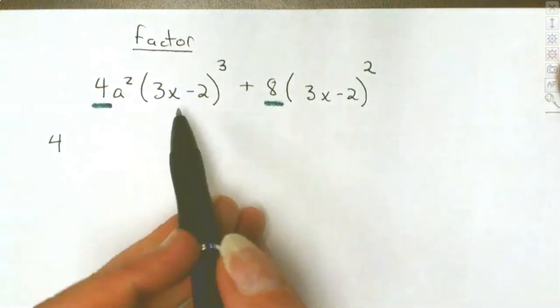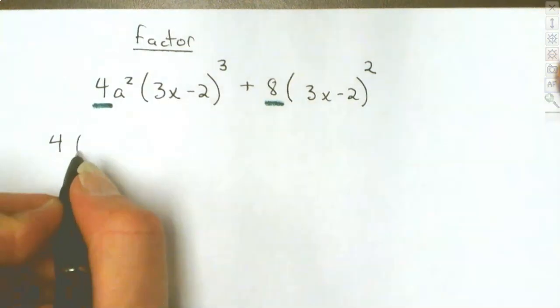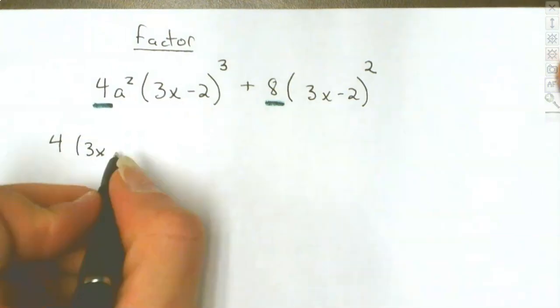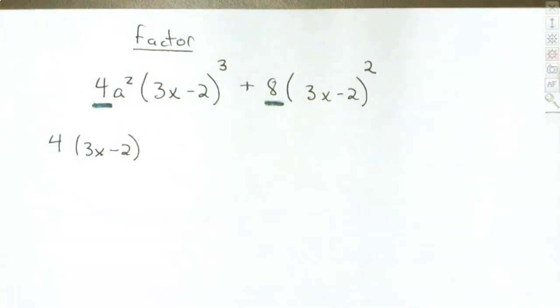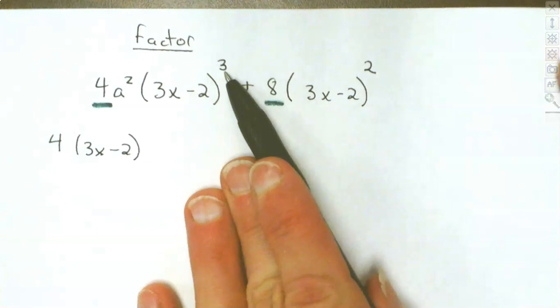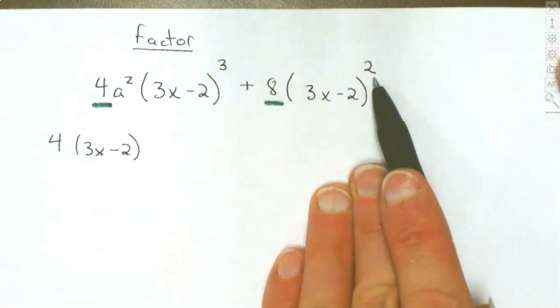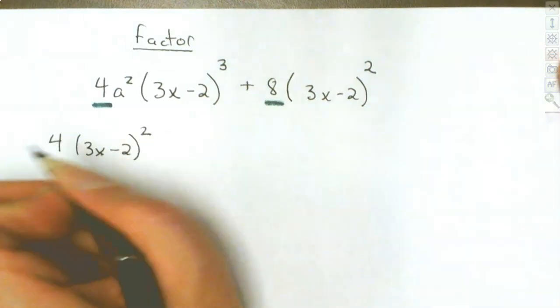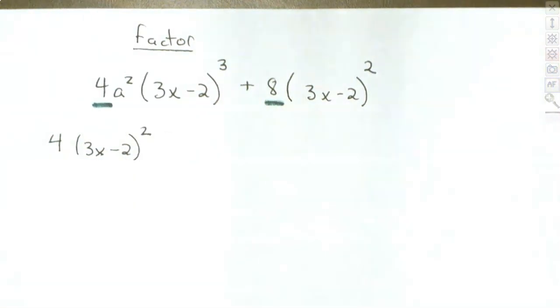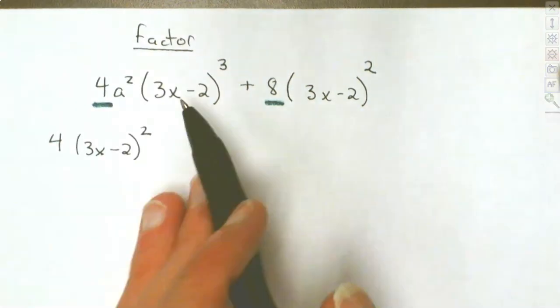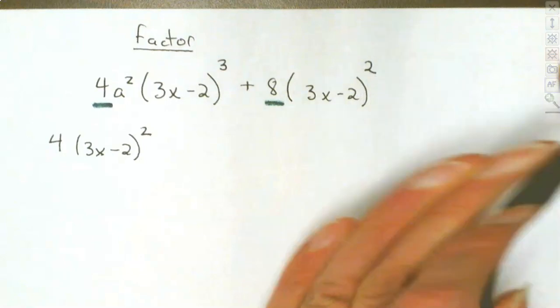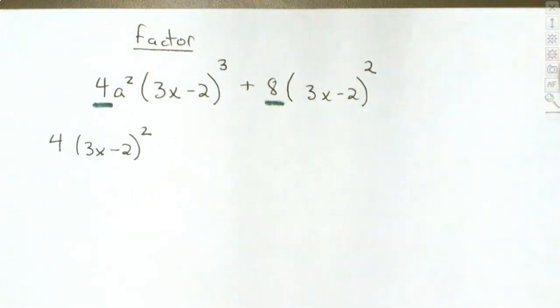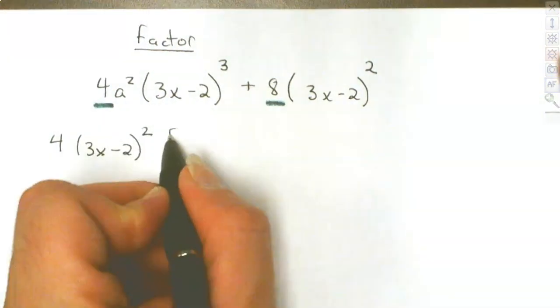Then we've got 3x minus 2. Now we always take out the smallest power. So this one is cubed, this one is squared, so we take out the smaller one, so we're going to have to take out a 3x minus 2 quantity squared because it's the smaller one. So always take out your smallest power. Now we've taken all of that out. Let's write what's left over.